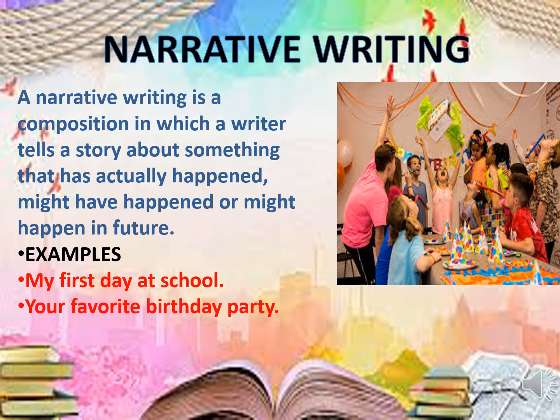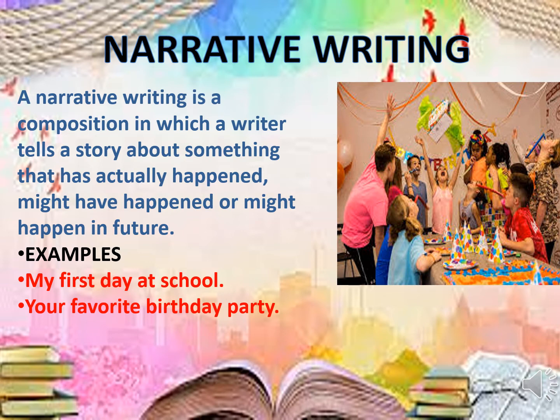So students, let's discuss our first type of composition, narrative writing. A narrative writing is a composition in which a writer tells a story about something that has actually happened, might have happened, or might happen in future. So, we will understand this definition in simple words.